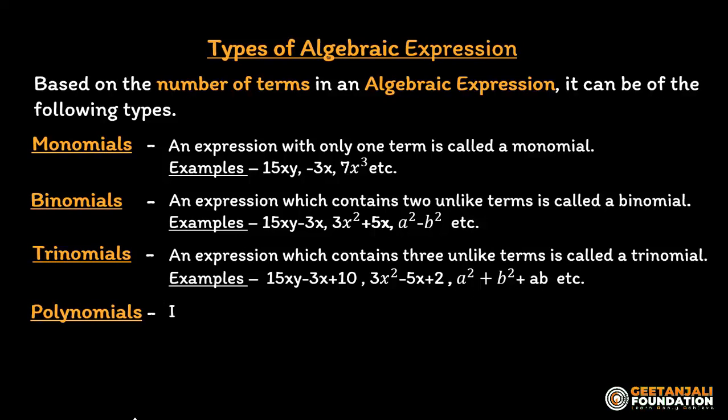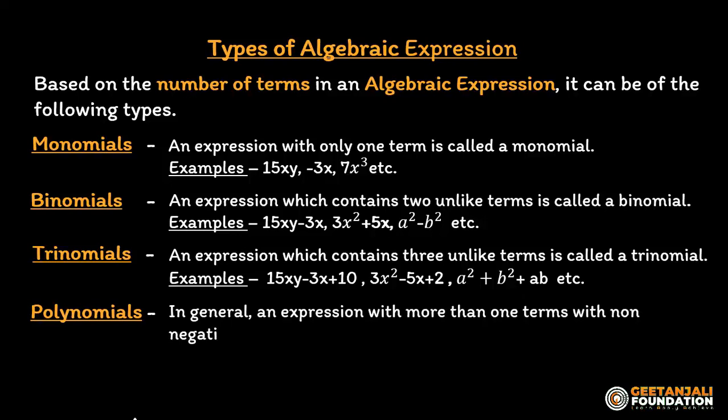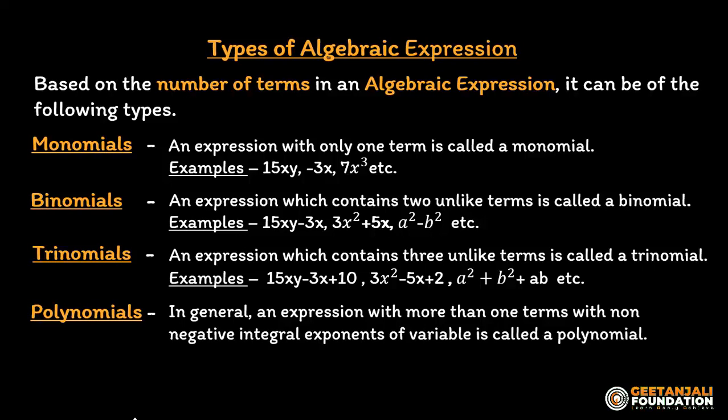Now the polynomials. In general, an expression with more than one term with non-negative integral exponents of variable is called a polynomial. It means any algebraic expression which consists of two or more than two terms. But here the important condition is that the exponent of the variable should be a non-negative integer.